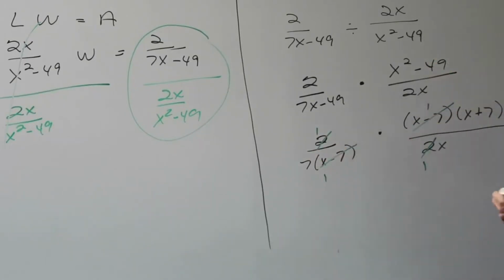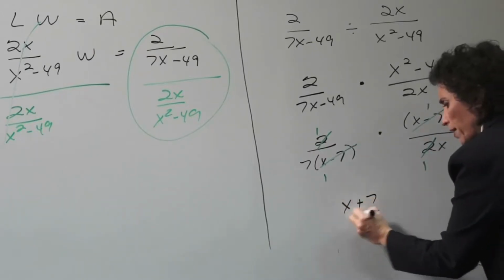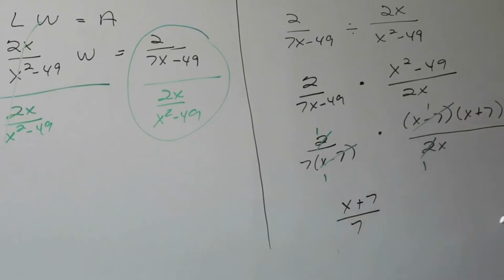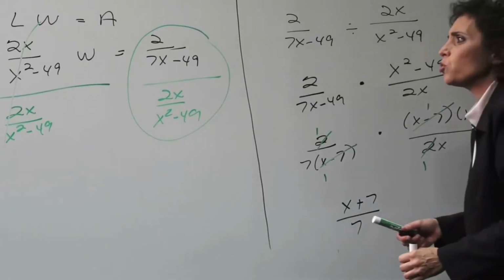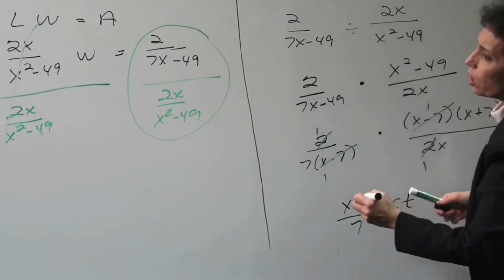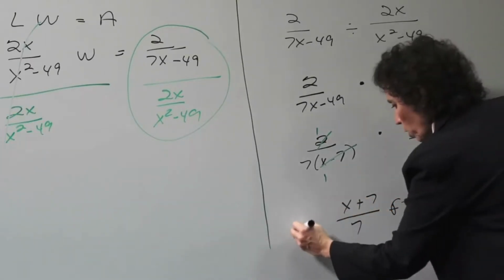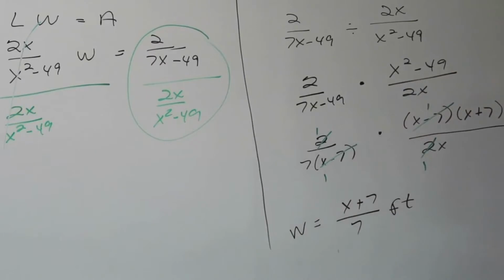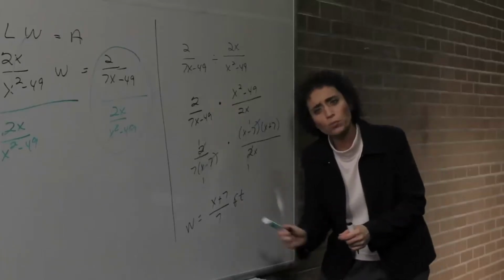So on the top, we have x plus 7. And I don't remember what the units are. They might have been feet. X plus 7 over 7. And I believe the units were feet. Yes, it was. So it was feet, and it was the width. So the width is x plus 7 over 7 feet. Awesome problem. And I cannot reduce those 7s because they're terms.